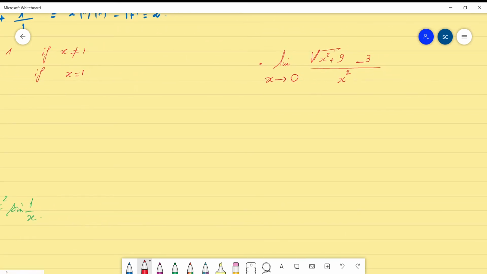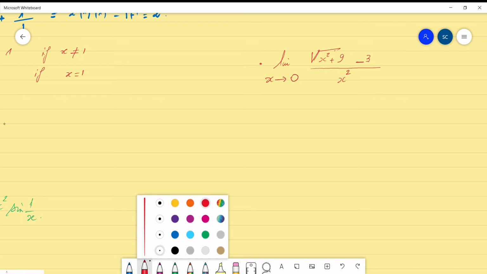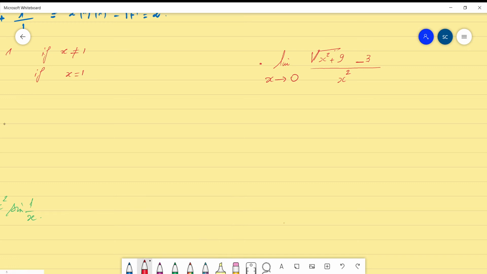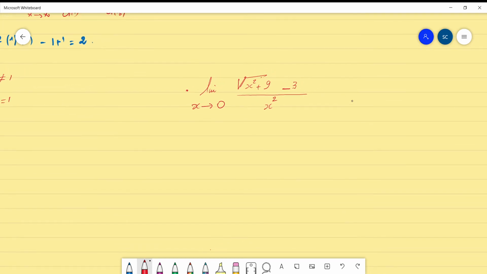Okay, so let's consider this example. If I try to look at this function as the ratio, I can substitute the limit of x² as x goes to 0, and the numerator here will be square root of 0 plus 9, which is square root of 9, which is 3, minus 3, 0. So I have an indeterminate form like this one.